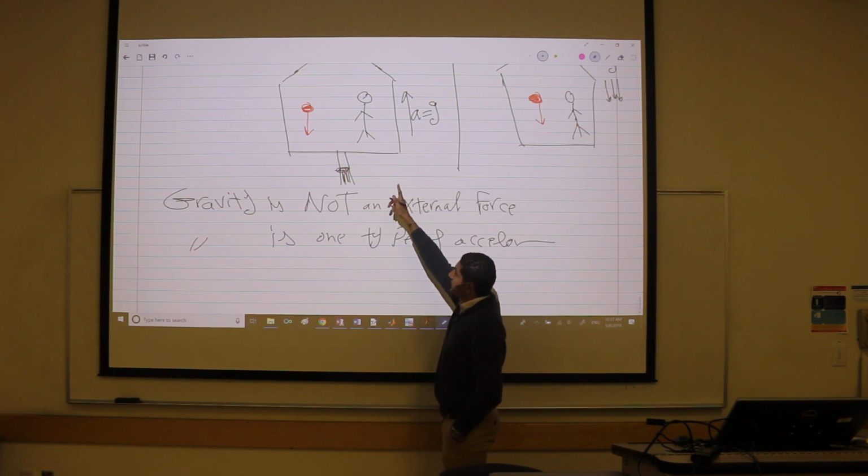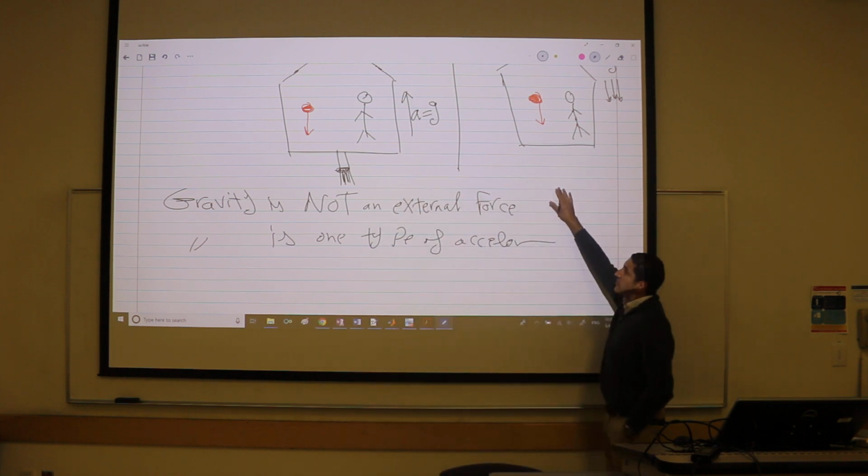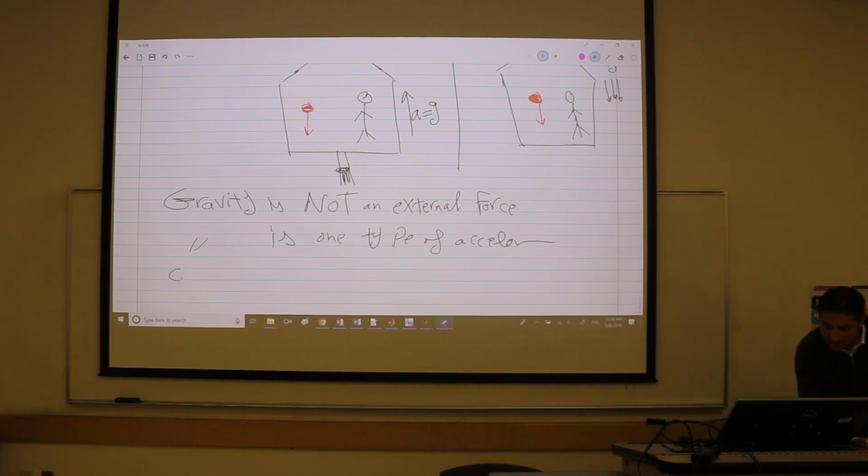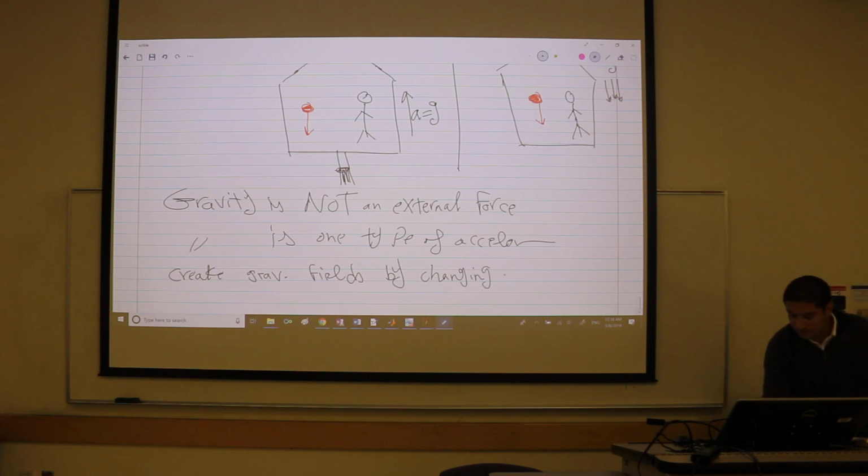You are in a coordinate frame. There is no gravitational field. If you make a transformation to a stationary coordinate frame, it's as if you created a gravitational field. So you can create gravitational fields by changing your coordinate frame, merely by a coordinate change. Okay?